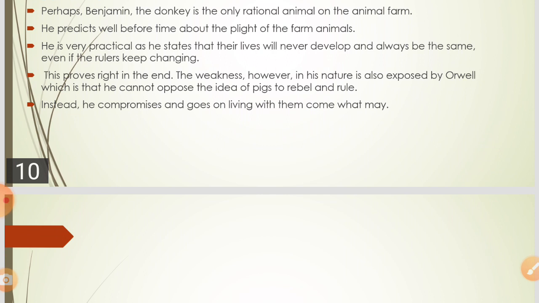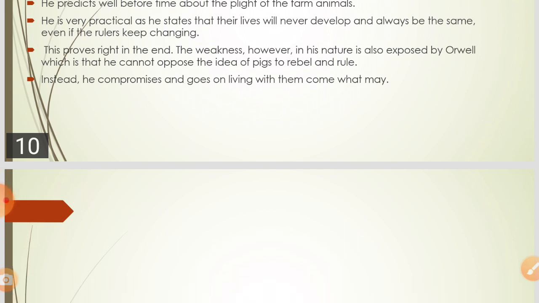The weaknesses in his nature are also exposed by Orwell. He is seen with Boxer because both graze at the meadows. His nature is exposed by Orwell in that he cannot oppose the pigs' idea to rebel and rule. Yes, he agrees with the animals about the rebellion. Instead, he compromises and goes on living with them come what may. Yes, he goes along and says that he will do whatever others do.